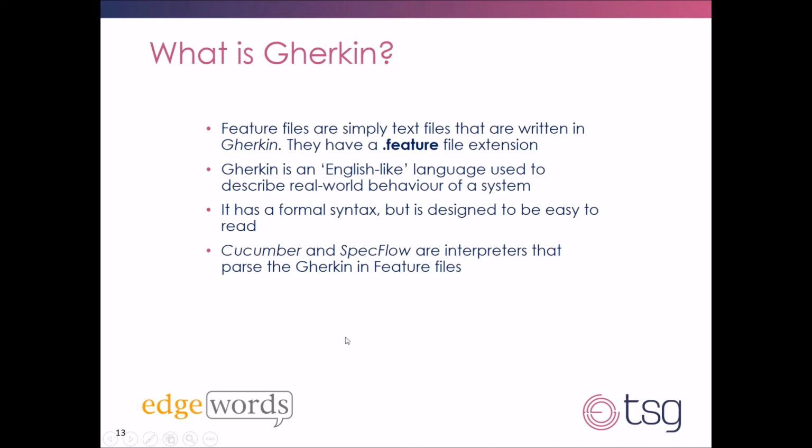So I've mentioned that feature files are written in Gherkin. So Gherkin is an English-like or a natural language-like syntax. It's actually available in 60 different languages, so there's plenty to choose from. And it's the syntax we use to describe the behavior of our system and the outcomes. So Cucumber and SpecFlow are just interpreters that parse the Gherkin in these text files, these feature files.